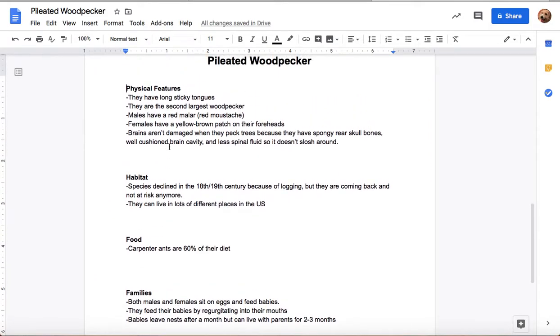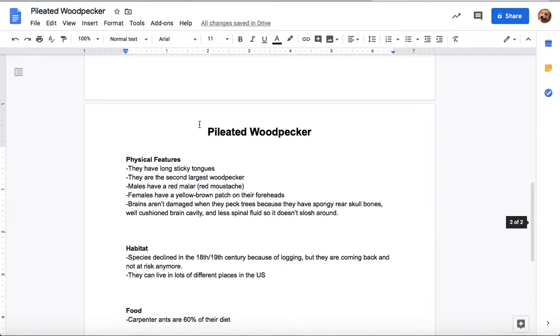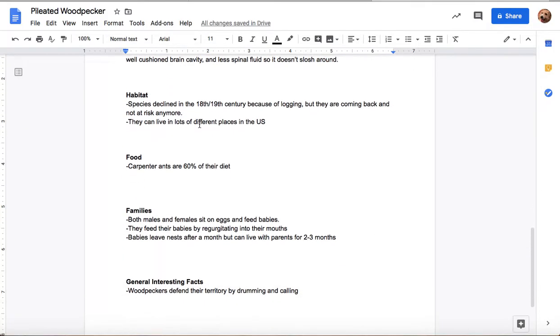Again, if you're doing this on lined paper or regular paper, what I would suggest doing is I would have a page for each of your subtopics so that you don't run out of room. If you're doing it on a Google Doc like this, I would encourage you just to set it up just like I have.